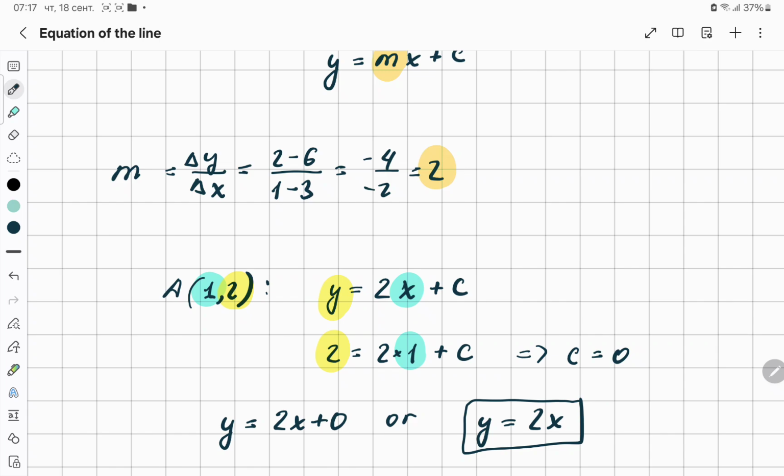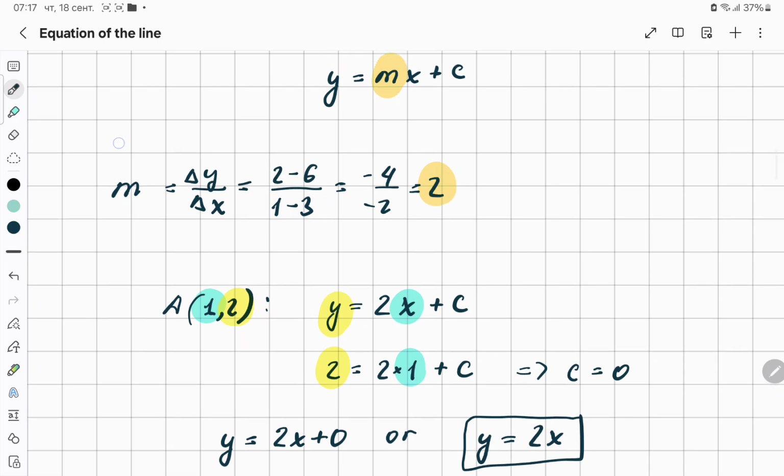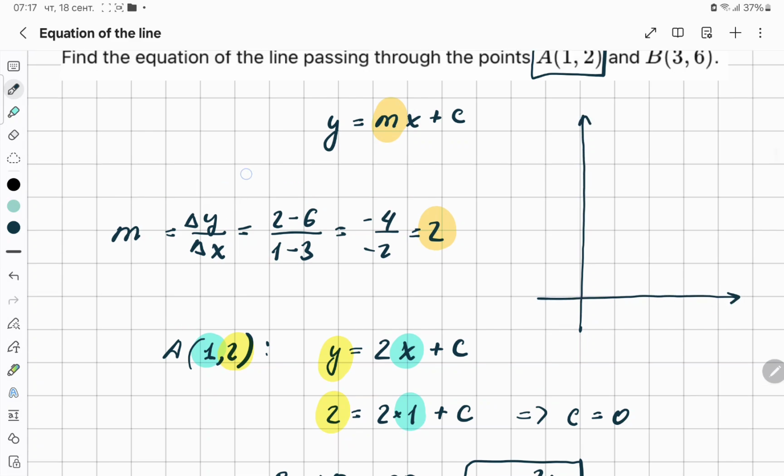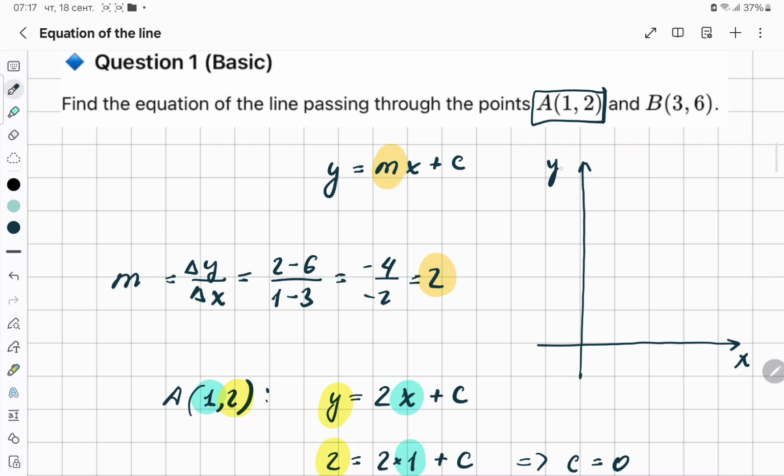So it is done. If we would like to see how the equation looks, we have to sketch the graph, system of coordinates, x and y. Now we have 1 and 2. This is the first point, and this point is the second one. And if we connect them, we will get this equation of the line. Okay, now let's turn to the second question.